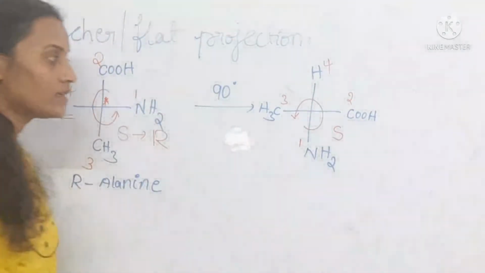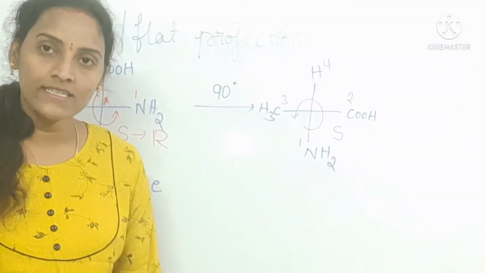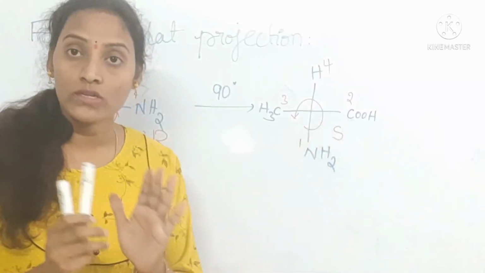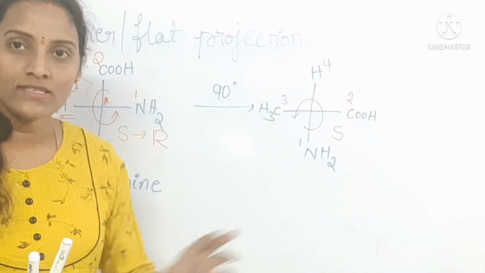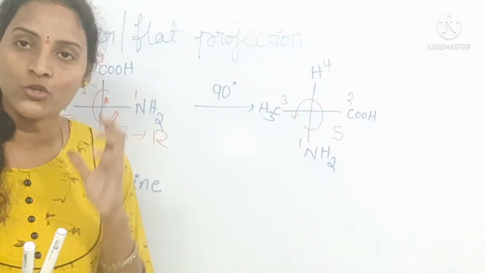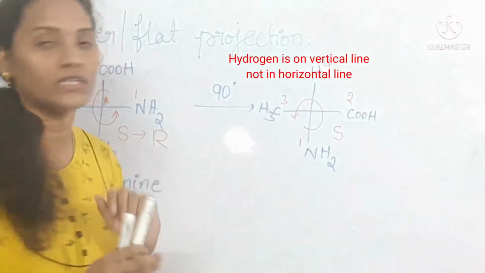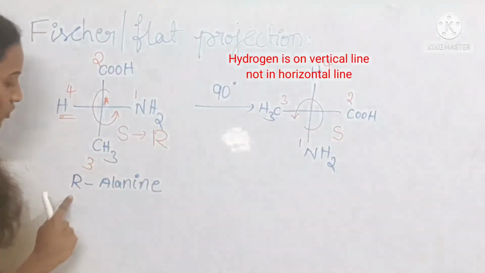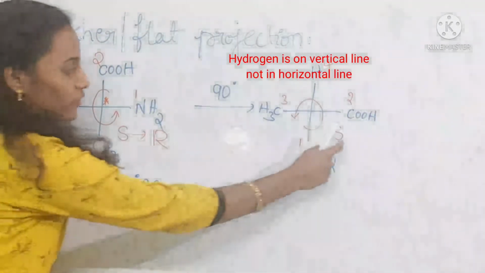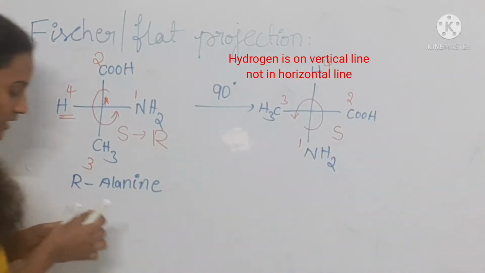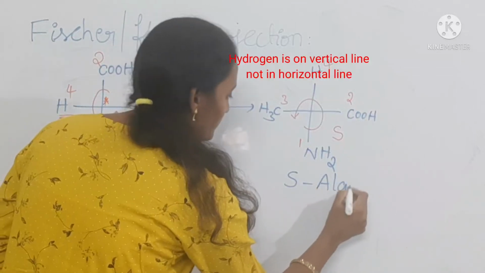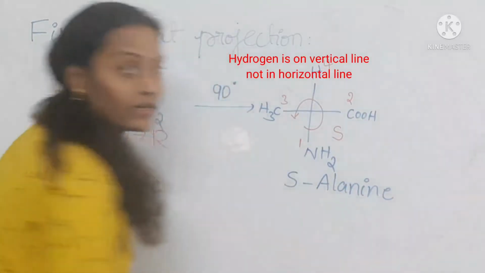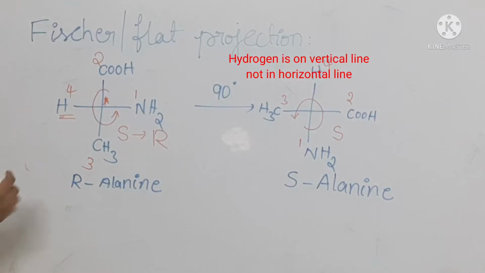See, this is in an anti-clockwise direction, that is yes. Just once observe here, does this S become R or not? Once observe here, this S remains the same only. Why? Because the least preferable group hydrogen is on the horizontal line. So this is opposite to this R configuration. That means this is the S alanine. Okay, S alanine.